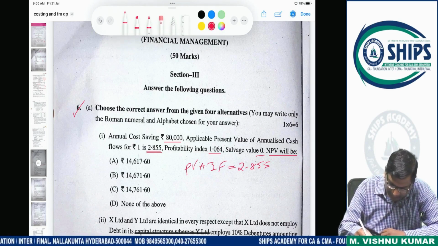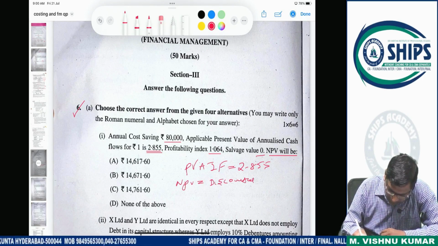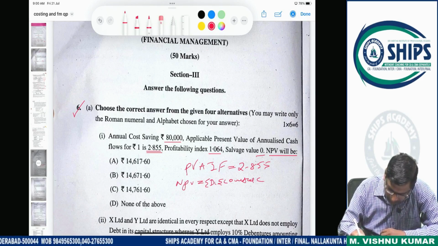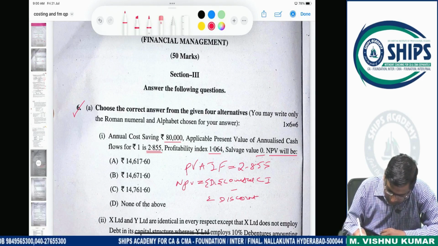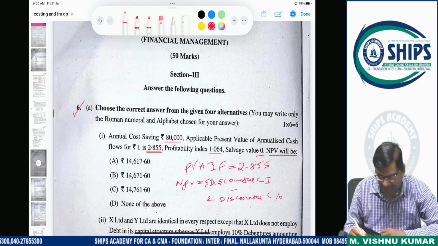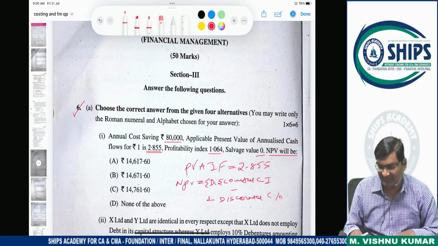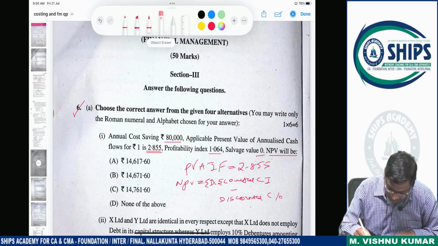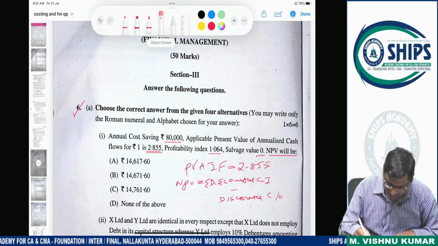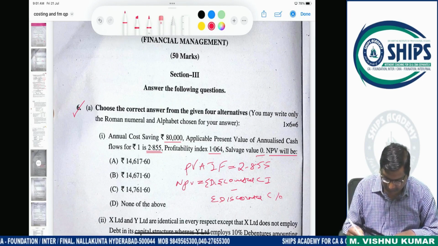Now we have to calculate NPV. NPV is the total of discounted cash inflows minus the total of discounted cash outflows. So we have to calculate discounted cash inflow and discounted cash outflow to find NPV.